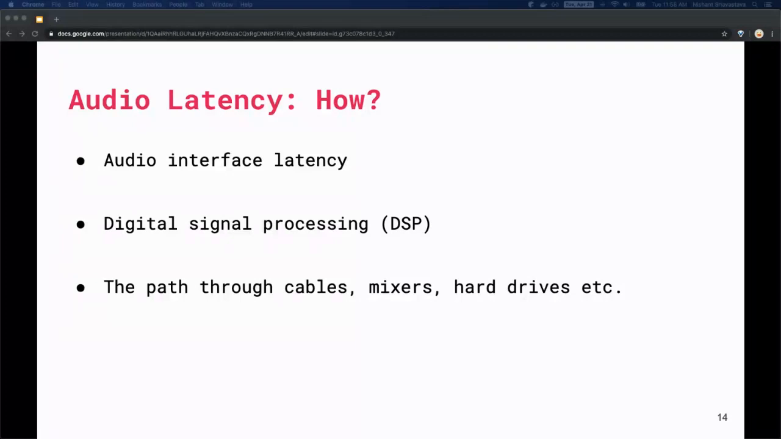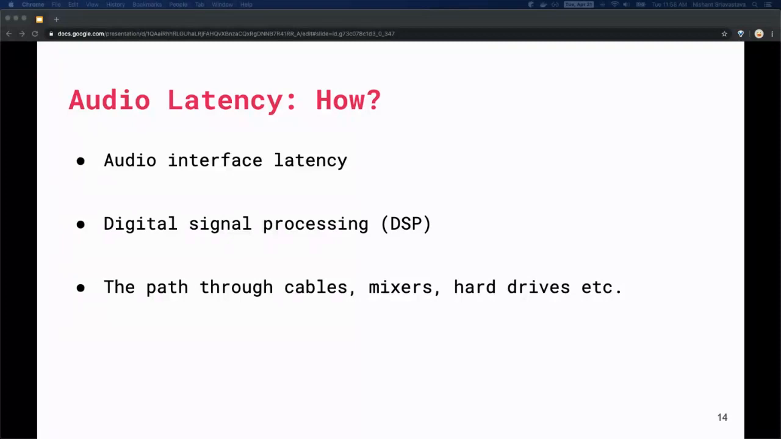And then some of these other bigger units probably run outside smartphones, but they do run Android, and they have this extra path that they have to travel through cables. There is some sort of a mixer in between. And then you also have hard drives, where it takes a little bit of extra time to process some data, get that back out, and push it out to the speakers, right? So all of that contributes to the audio latency.